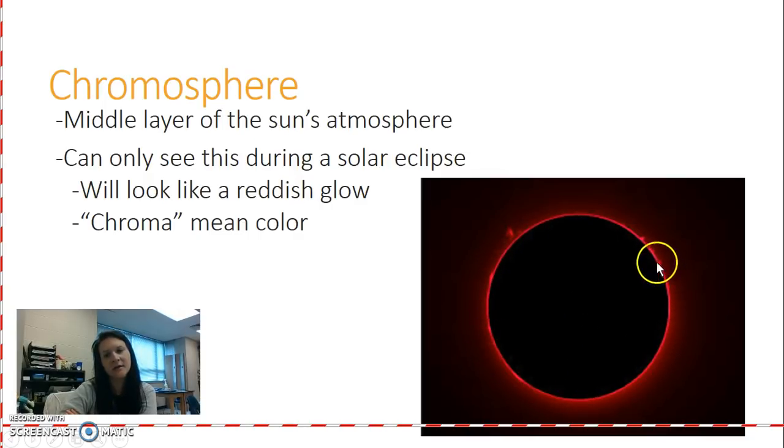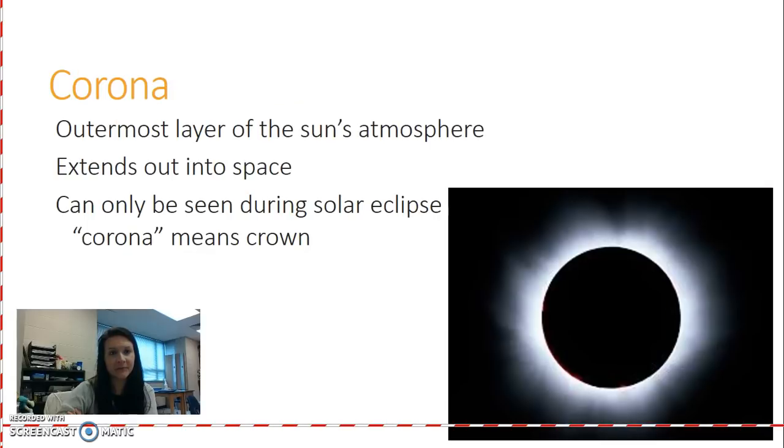The sun is so bright that it kind of washes out these last two layers that we're talking about. So only in an eclipse would your eyes be able to see the chromosphere. After the chromosphere is the corona. The corona is the outermost layer of the sun's atmosphere, and it extends all the way outward into space.